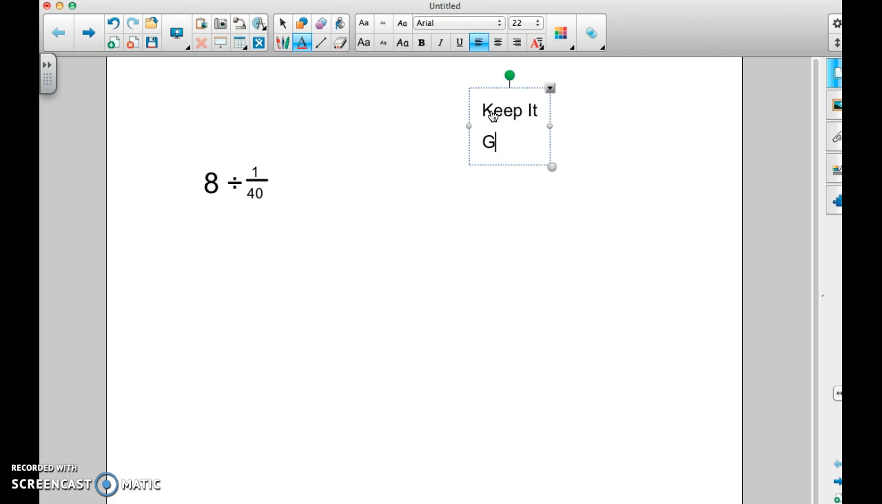Keep it. Flip it. And change it. If you can remember that, you're going to do very well on the test tomorrow.